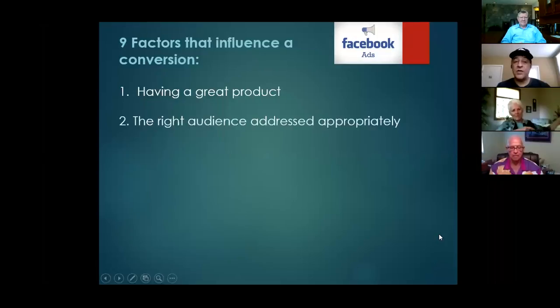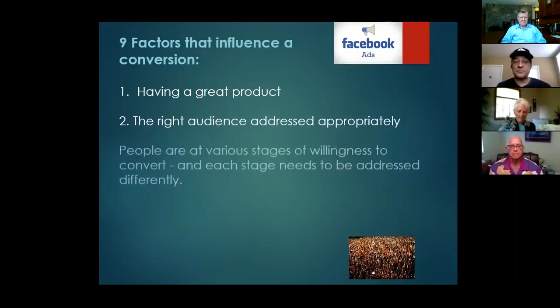Number 2 is the right audience addressed appropriately. And this is a very key point, because people are at various stages of willingness to convert, and each stage needs to be addressed differently. That's why I have this 9-step system, because the communication that you send to a public that's ready to buy is completely different than the communication you send to a public who's just kind of kicking the tires and just kind of looking.